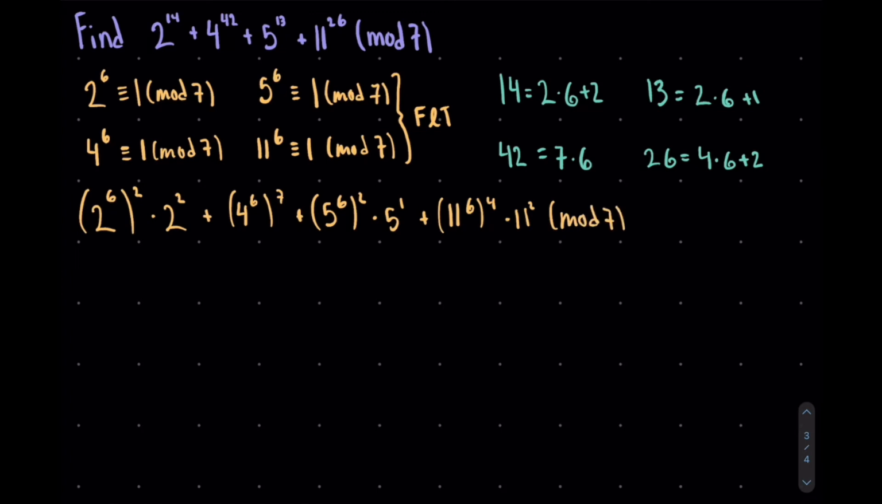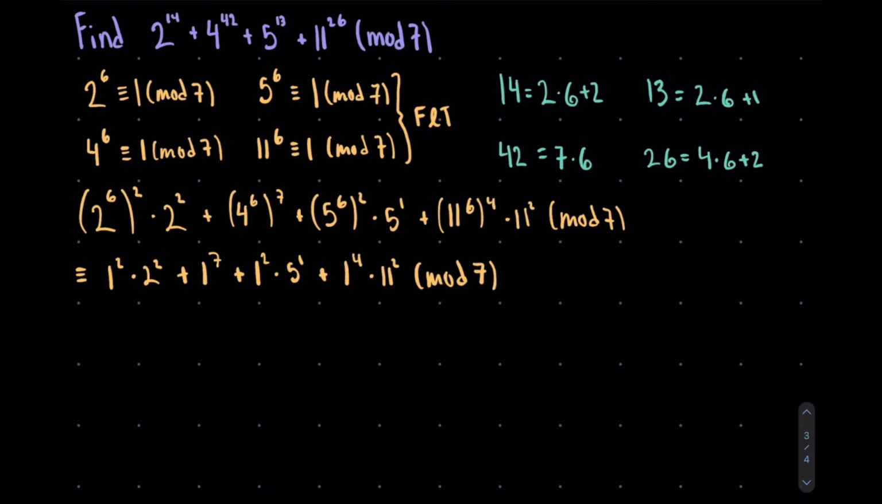7. Now, from Fermat's little theorem, each of these occurrences of some number to the power of 6 are going to be congruent to 1 modulo 7. Now, this is all congruent to 1 squared times 2 squared plus 1 to the power of 7 plus 1 squared times 5 to the 1 plus 1 to the power of 4 times 11 squared, all modulo 7.